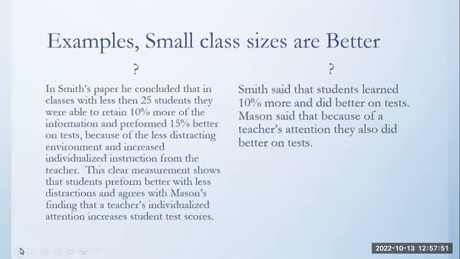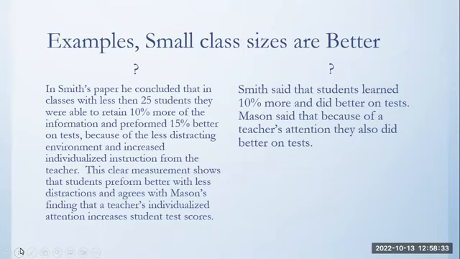Let us look at an example. Here we have two paragraphs. Paragraph one: In Smith's paper, he concluded that in classes with less than 25 students, they were able to retain 10% more of the information and perform 15% better on tests because of the less distracting environment and increased individualized instruction from the teacher. This clear measurement shows that students perform better with less distraction and agrees with Mason's finding that a teacher's individualized attention increases student test scores.